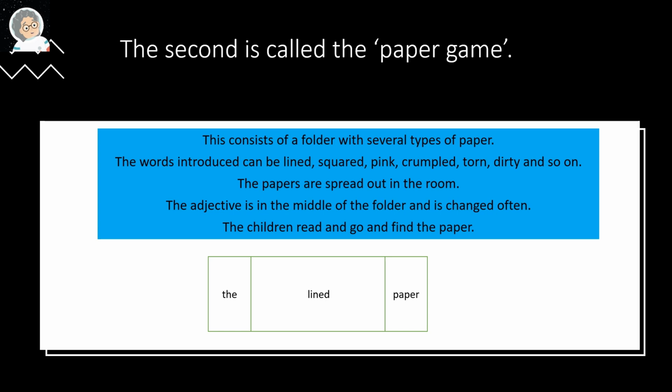The second game is called the paper game. This consists of a folder with several types of paper. The words introduced can be lined, squared, pink, crumpled, torn, dirty, and so on. The papers are spread out in the room. The adjective is in the middle of the folder, and this is changed often. So the children read and go and find the paper.